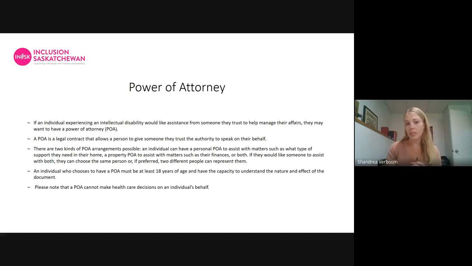The individual has the autonomy with choosing their power of attorney. They can choose 2 people for each one. They can have one or the other. And they can also get rid of their power of attorney at any time. The last thing I'll mention about power of attorney is that a power of attorney cannot make healthcare decisions on an individual's behalf. That would have to be an individual filling out somebody to become their proxy. So a proxy is able to be enlisted to make healthcare decisions, but a power of attorney cannot.